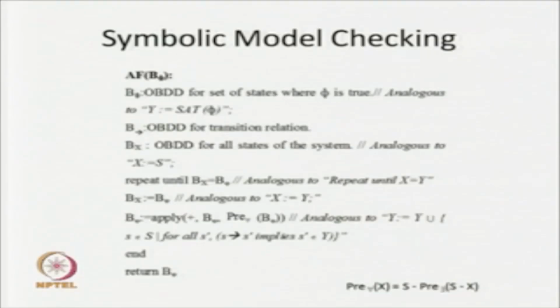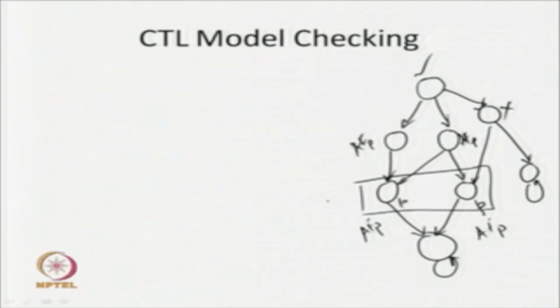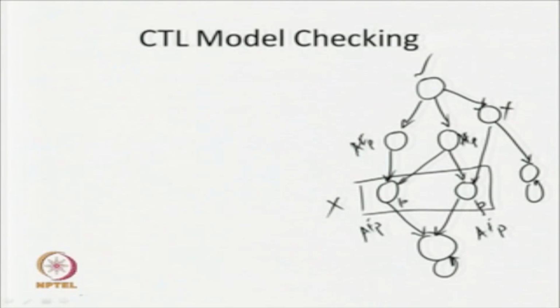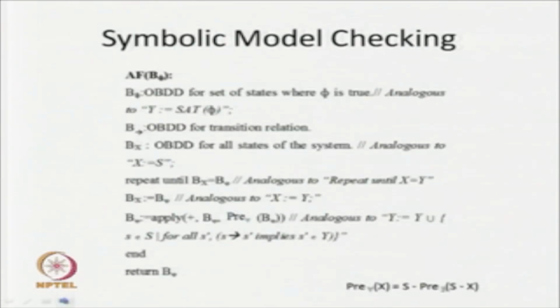This is the same procedure, and now we can apply our symbolic model checking algorithm. B phi is the OBDD representation of the set of states where phi is true. First, we start from those particular sets of states where the given formula is true. Like that, we start from this particular subset, and now perform the predecessor operator to find out the states where AF phi will be true.